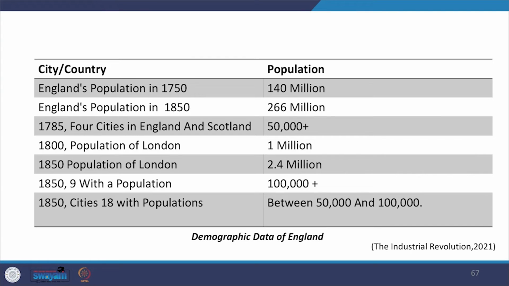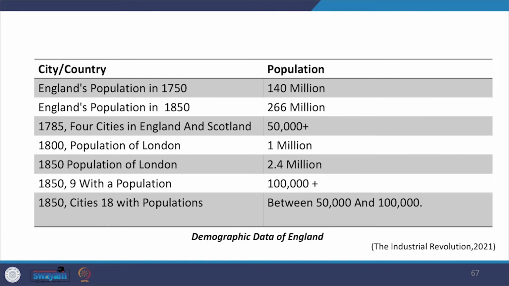Not only did England's population increase between 1750, which was 140 million, and 1850, which was 266 million, the location of that population also changed significantly. In 1785, 4 cities in England and Scotland had a population of more than 50,000, and the population of London in 1800 was about 1 million.